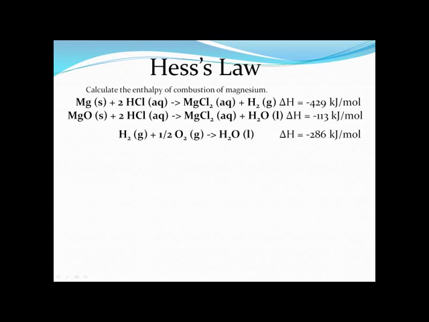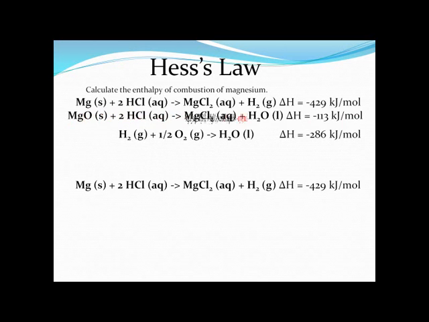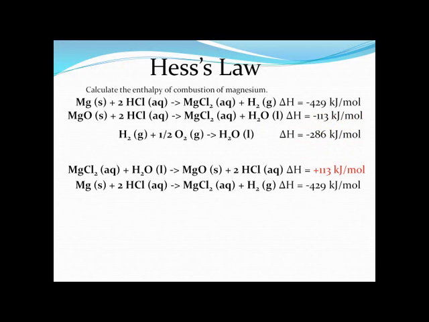Similarly, we could calculate heat of combustion for magnesium. We need solid magnesium on the reactant side, and so we take the first equation and use it as is. Magnesium oxide is the product, so we're going to take the second equation, but once again we have to reverse it. And so the negative 113 kilojoules becomes positive 113 kilojoules.